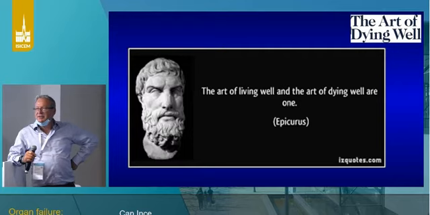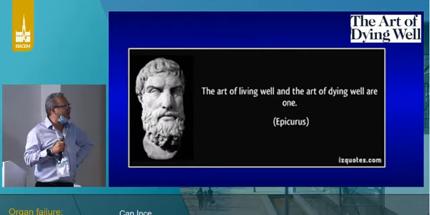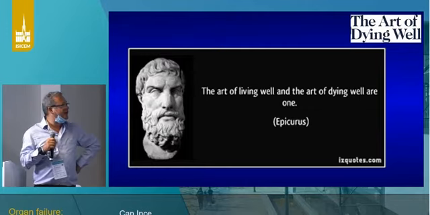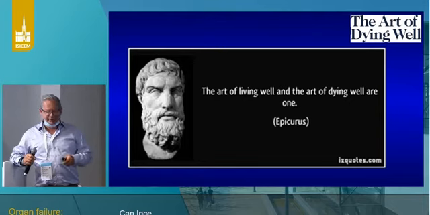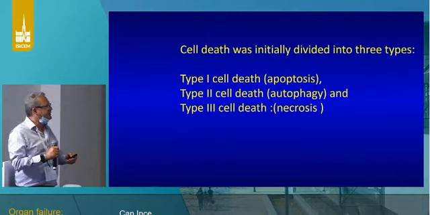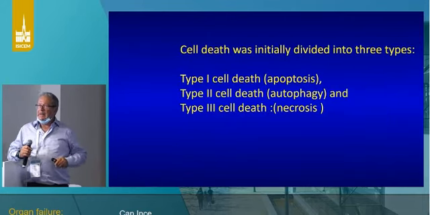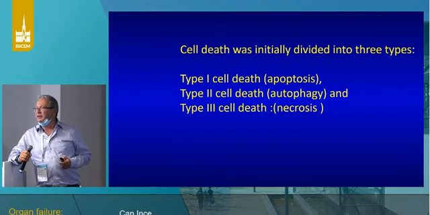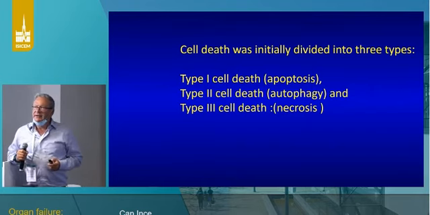But it reminds me of this wonderful saying by Epicurus, the art of living well and the art of dying well are one. So if we want to understand how to live, we must get insight into how cells die. Because of course it is the underlying cause of organ failure ultimately. And there are very many pathways.